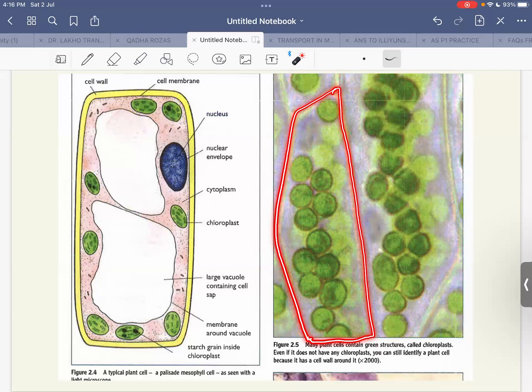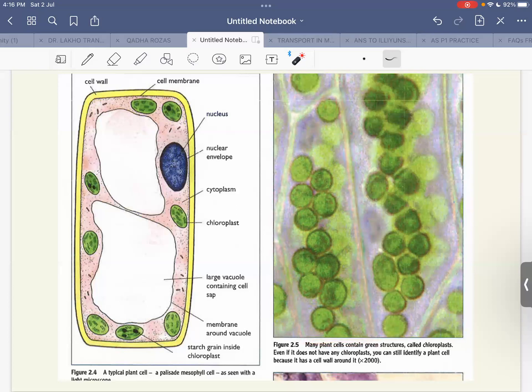Cellulose gives the cell wall a tough, rigid structure so that the plant cell is protected from all sorts of external injury. The cellulose cell wall is completely permeable, as opposed to the cell membrane, which is partially permeable. This means the cell wall allows all sorts of substances to pass through, but as soon as they get inside, they will come across the cell membrane, which will not allow every substance to get into it. So let me show you the cell wall and the cell membrane on the diagram on the left-hand side.